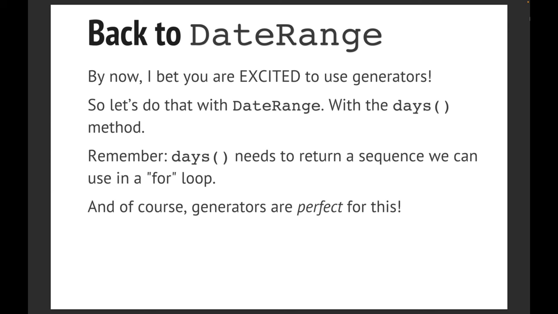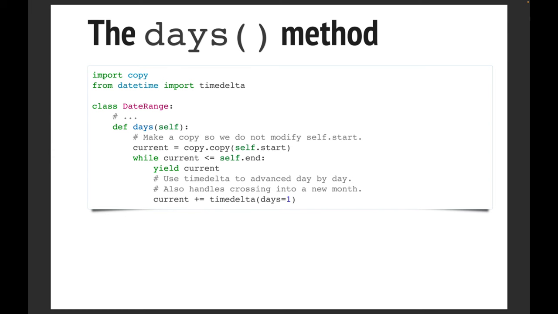By now, I bet you're excited to use generators. So let's do that with DateRange. Remember, we need to make a new method called days. And this method needs to return a sequence that you can use in a for loop. And generators are perfect for this. Here's how we do it. For the most part, it looks like a regular method. We say def days and create a kind of pointer variable called current. And we yield that instead of returning.